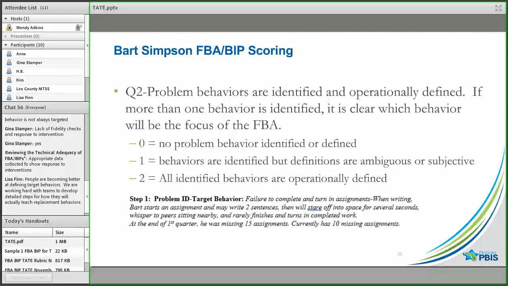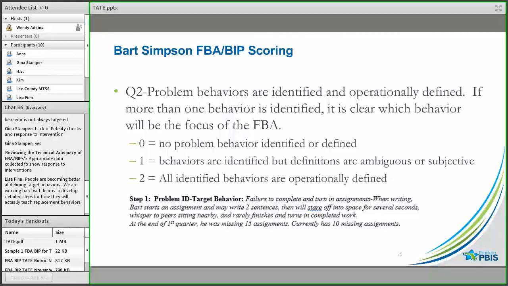The reason that we gave it a 2 is when we look at the rubric, the reason that sometimes people want to give it a 1 is because they called it a very bad name. Failure to complete and turn in assignments. That really doesn't describe anything. It talks more about a product as opposed to behavior. But in their definition, they describe behaviors that we could actually see the student doing. We could see Bart start writing an assignment, write 2 sentences.